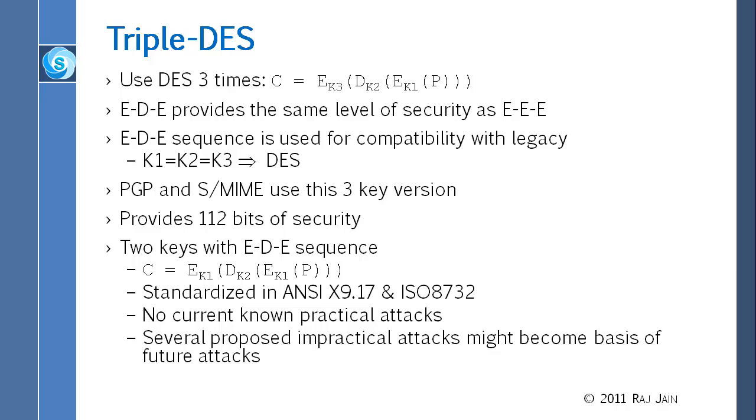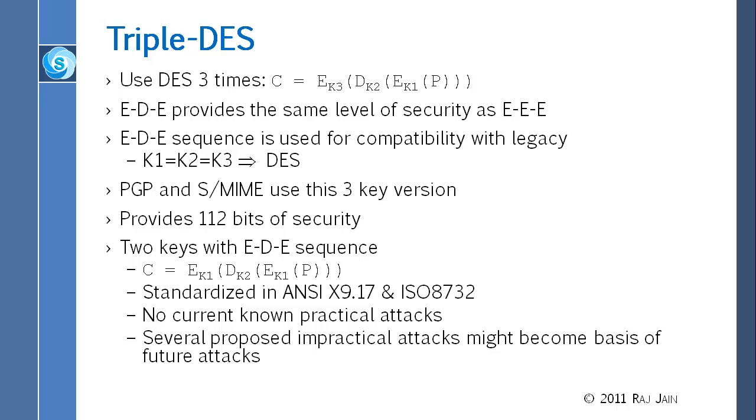And PGP and S/MIME. Now PGP is Pretty Good Privacy. That's a public domain encryption system. And S/MIME is a secure mail system. Both of them use this 3-key version where there are 3 keys. Most other places too, but these 3 keys provide only 112 bits of security. Because of the man-in-the-middle attack, you can just tabulate 56 bits, and you will get only 112 bits of security. Even though you are doing 3 times 56 work, you get 2 times 56 security.